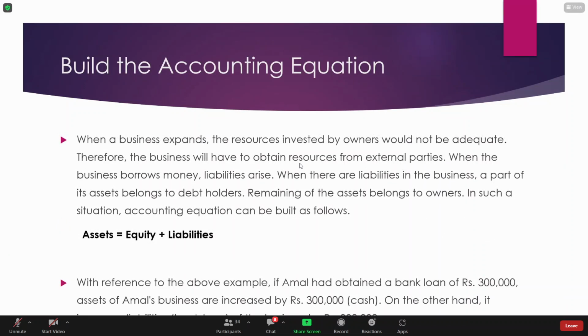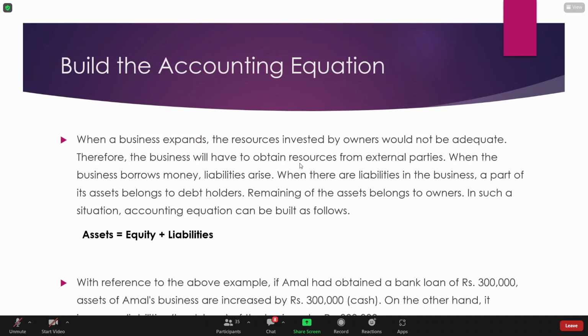When a business expands, the resources invested by owners would not be adequate. Therefore, the business will have to obtain resources from external parties, like obtaining loans. When the business borrows money, liabilities arise. When there are liabilities in the business, a part of its assets belongs to debt holders, that is, the liabilities of the business. So not the equity holders, not the owners, but debt holders, in that example, the bank. The remaining assets belong to the owner. In such a situation, the accounting equation is: assets equals equity plus liabilities.